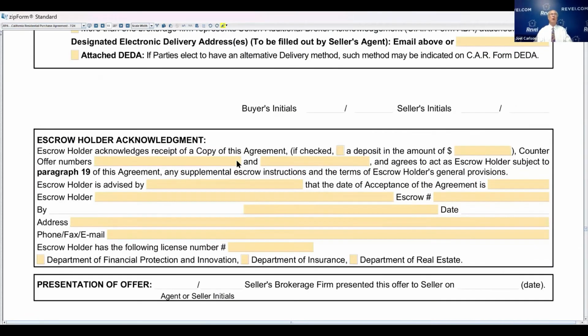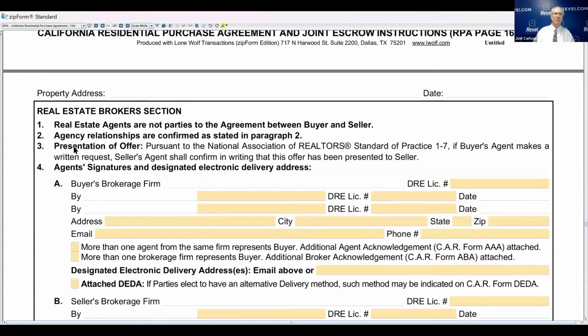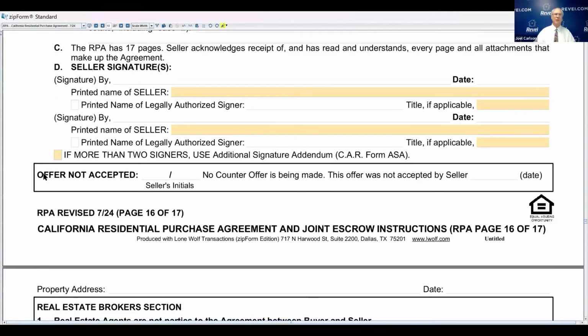It says right here, article, your code of ethics, presentation of articles pursuant to the National Association of Realtors Standards of Practice 1-7. If the buyer asks for a written request, the seller's agent shall confirm in writing that the offer has been presented. We're in article 1-7 right now. So if another agent says, did you present the offer? And you say, yes, I did. The only way that I know that you can show that you presented the offer is to get the offer was not accepted in the seller's initials.